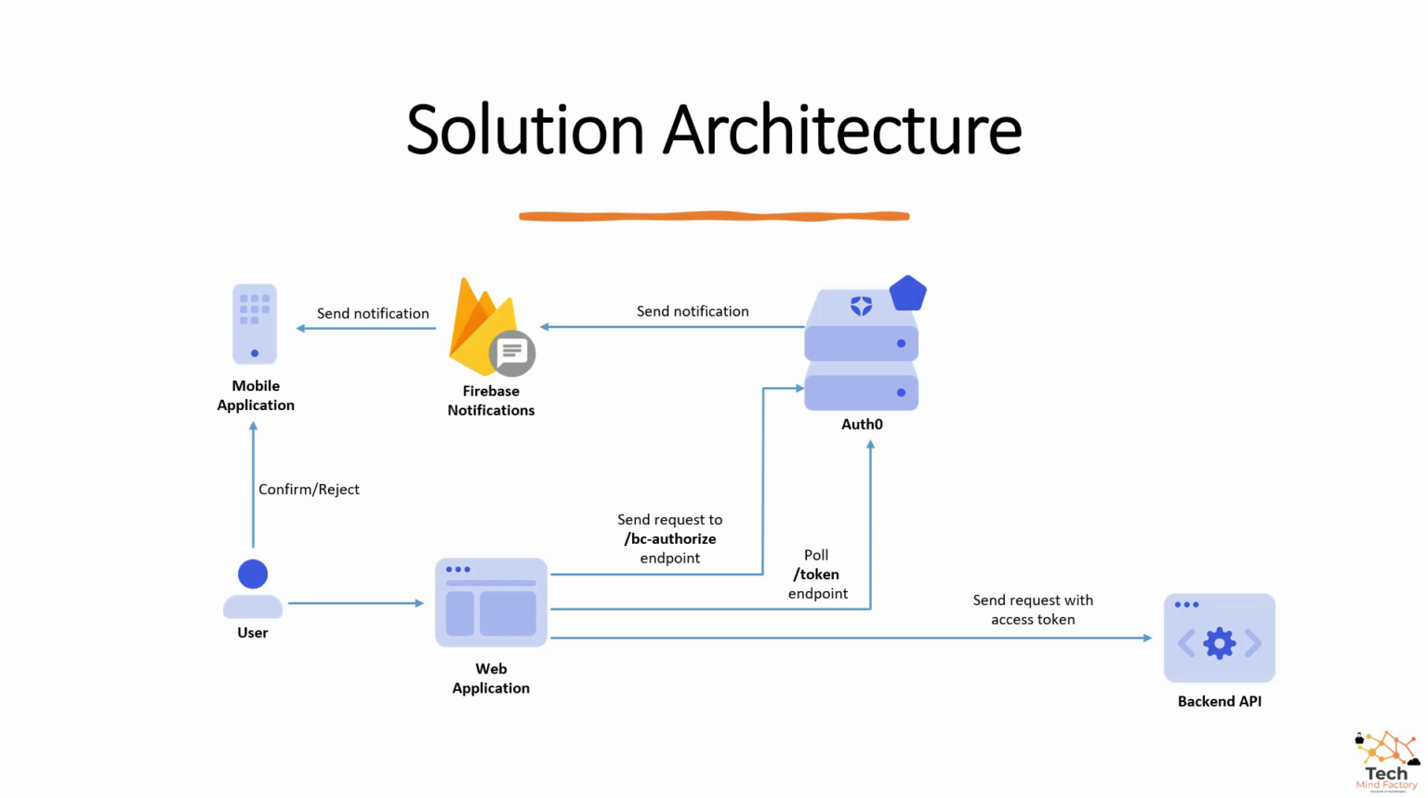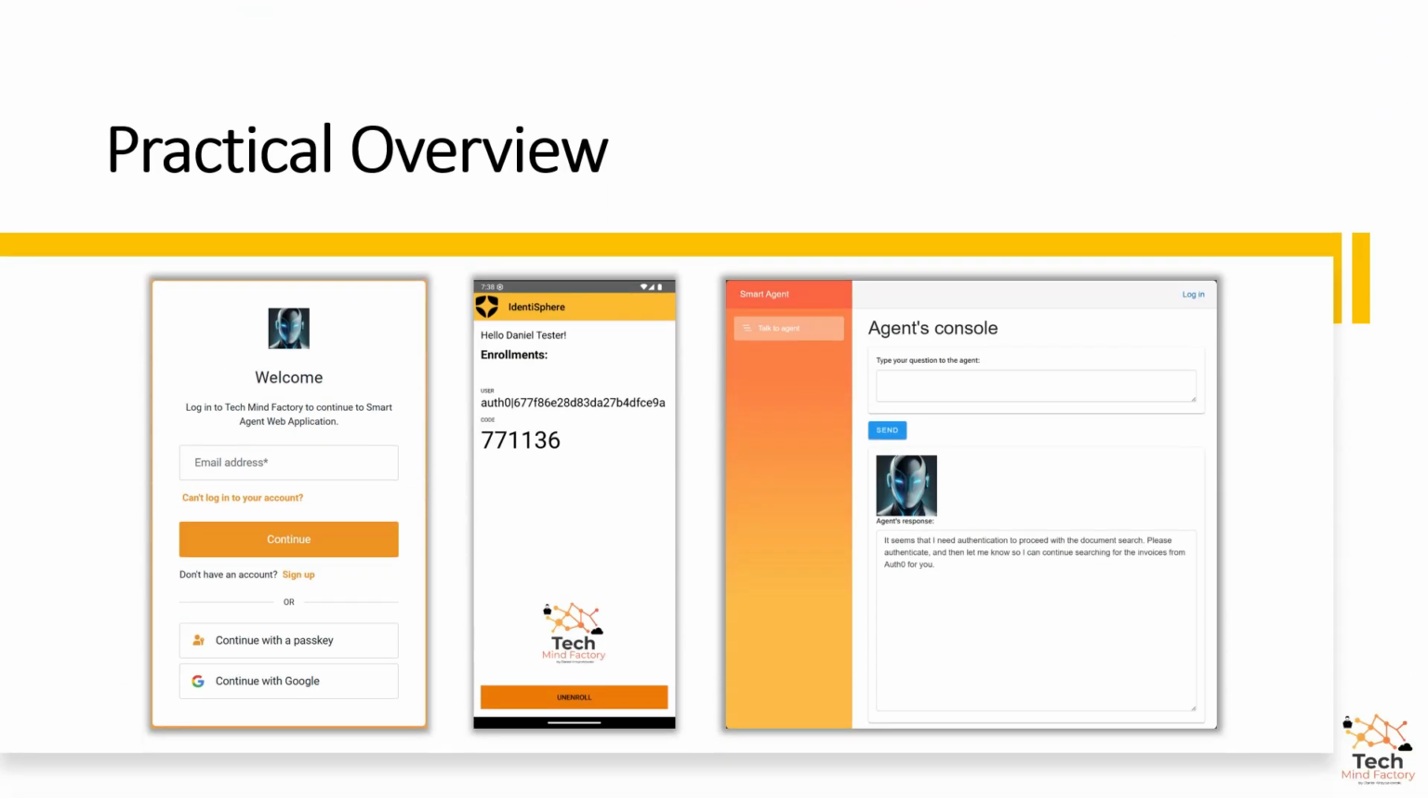So in this solution architecture, I focus on the authorization implementation with CIBA. And this is really helpful in the context of AI agents, because once the user accepts the authorization request, then this web application or AI agent will receive an access token and can access specific backend APIs. Great. So now it's time to see it in practice. Let's see the demo.